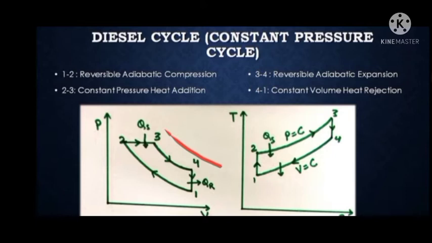In the Otto cycle, there was also 4 to 1. It was constant volume heat rejection. Here in diesel cycle, 2 to 3 is constant pressure heat addition. There in Otto cycle, 2 to 3 was constant volume heat addition. Similarly, you can see this in TS diagram. 1 to 2 is reversible adiabatic compression. 2 to 3 is constant pressure heat addition. 3 to 4 is reversible adiabatic expansion. 4 to 1 is constant volume heat rejection. These are the four processes, as you can see in the PV diagram as well as in the TS diagram.